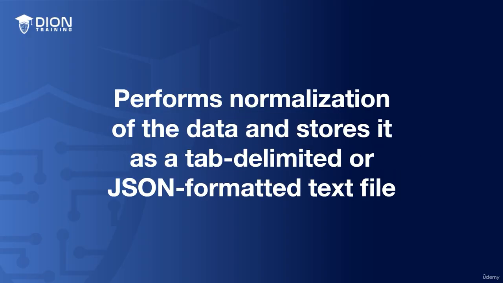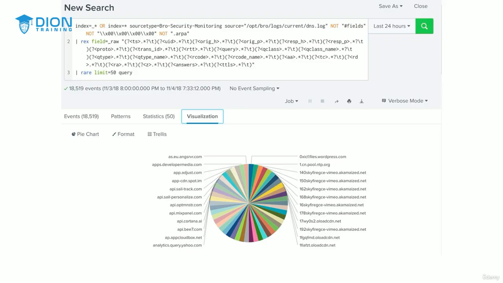Zeek also does a great job of normalizing all of this data for us by storing everything in either a tab delimited or JavaScript object notation or JSON formatted text file. Now, once you have this normalized data file, you can then import it into other tools for visualization, searching, or analysis. For example, here I've taken the Zeek logs and I've imported them into Splunk, and now I can search for specific information during my analysis of a potential incident.